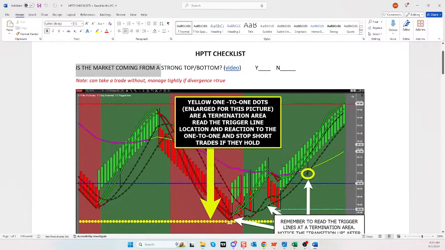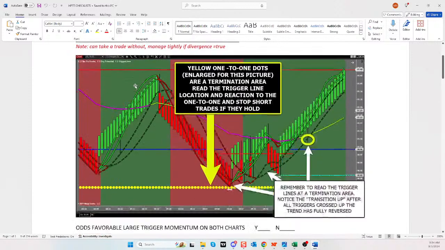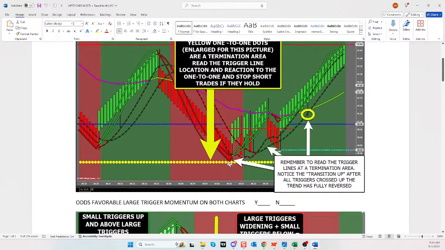So the first thing on your checklist is going to be, is the market coming from a strong top or bottom? And guys, this isn't important. Well, I mean, it's important, but it's not mandatory. It's not one of the 3 rules. But when a termination condition reverses the market, when a decision was made at a key area, so impactful that the market screamed the other way, it sets you up for the highest probability trend trade that you can take.